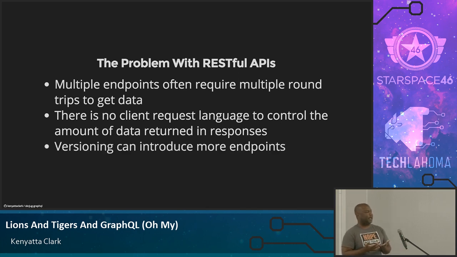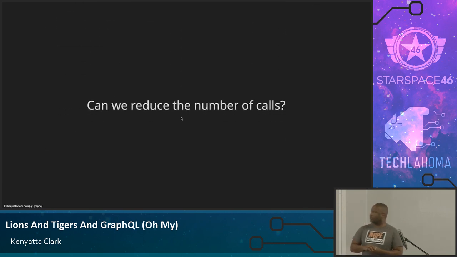Also with RESTful APIs, versioning is kind of tricky. There's lots of strategies that people talk about that address versioning. But again, we're back to that first bullet point. A lot of times versioning ends up being another endpoint in your services, and that's just something that you have to maintain over time depending on how long those live. So the question is, and this is, of course, rhetorical, can we reduce the number of calls? And yes.